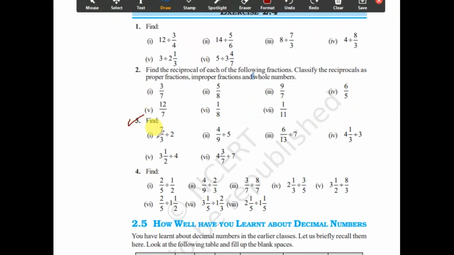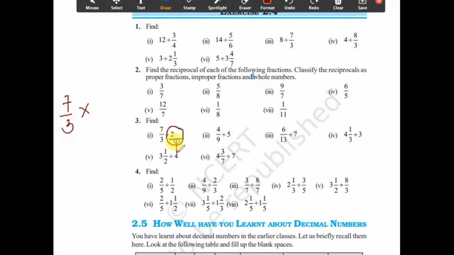Okay, I hope it is clear. Now coming to the third question. 7 by 3 divided by 2. So 7 by 3, it is like this only. This one, first one we did here, now like that you have to do here, same. So only you have to keep in mind, always you have to take the reciprocal of your divisor.